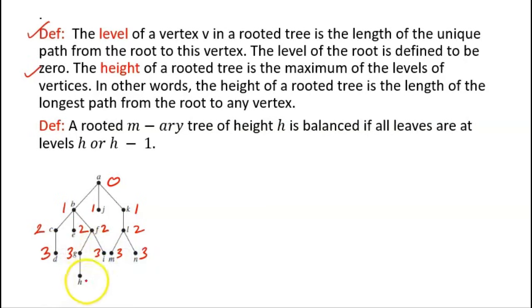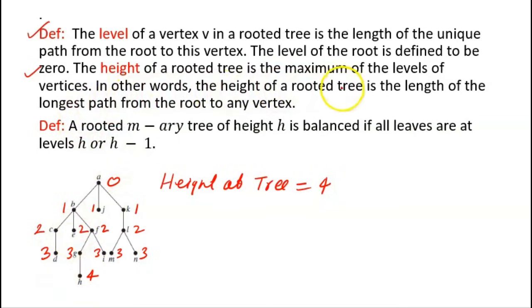And there is a vertex H which is at label 4. Yes, because to reach H, suppose you start at A: A to B is 1, B to F is 2, F to G is 3, and G to H is 4. So this is at label 4. And what is the height of this tree that they have asked us? The height of the tree is equal to 4 here, because 4 is the highest label. So this is what the height is.